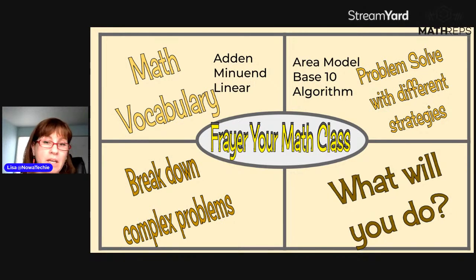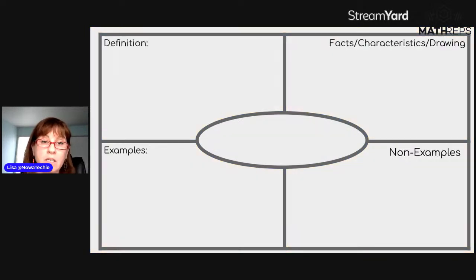So again, we're going to be looking at math vocabulary, problem solving with different strategies, breaking down complex problems, and other things that you might be able to do with a Frayer model. So again, this is a Frayer model, in the event that my microphone wasn't working before. Here we have the Frayer model, and it just has 4 quadrants. You can have more quadrants, you can have less quadrants. It depends on what you want the students to do.